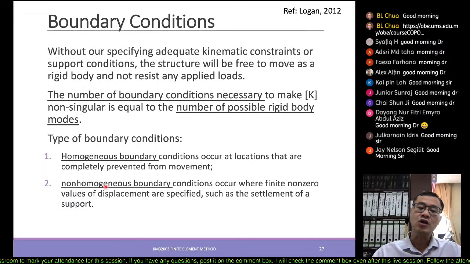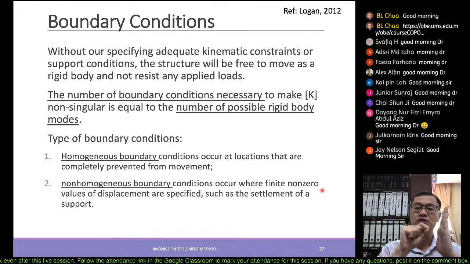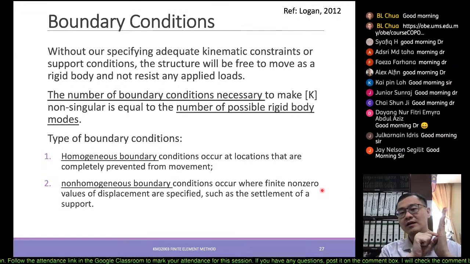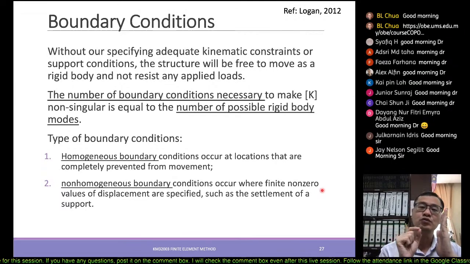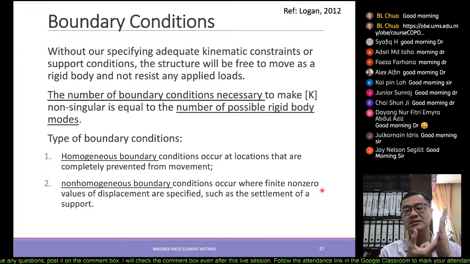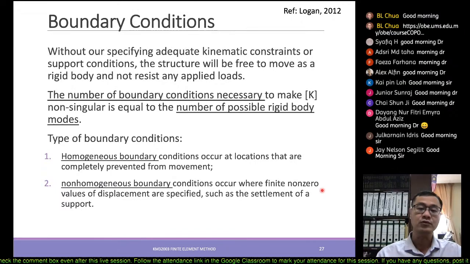Whereas for the non-homogeneous boundary condition, we have a finite non-zero value of displacement. For example, a particular node moves toward a wall, and when it reaches the wall, it will stop and not penetrate through it. Maybe the distance between the node and the wall is 5 millimeters. So the non-homogeneous boundary condition would be 5, a finite non-zero value.